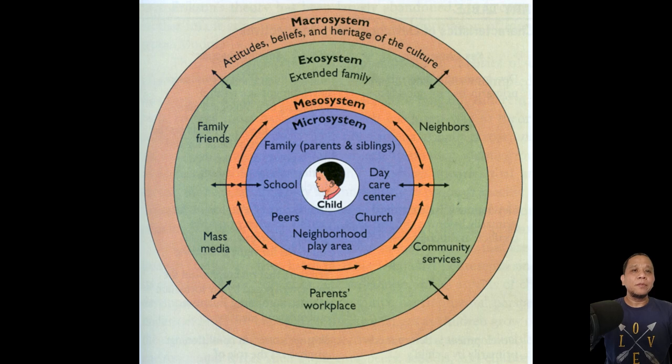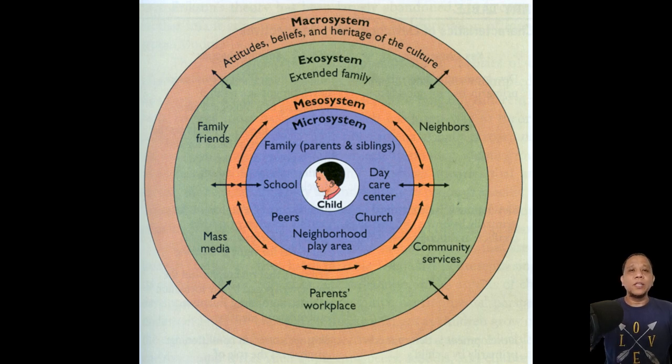In the exosystem, there's extended family members, mass media, social services, local government, parents' workplace, and family friends. In the macrosystem, the values, attitudes, laws and legal systems, the customs, ideologies, political systems and policies, and the nationality. While in the chronosystem, there's historical events, environmental changes, parents' employment status, societal economic changes, changes in family structure.